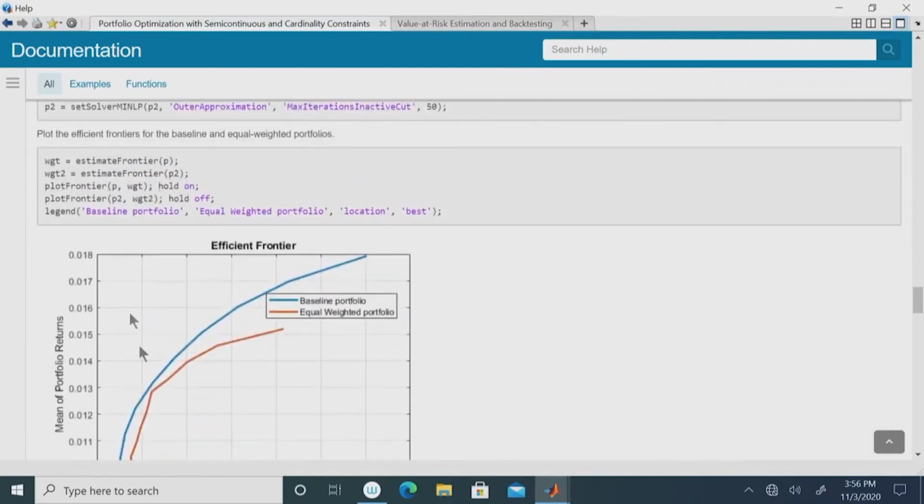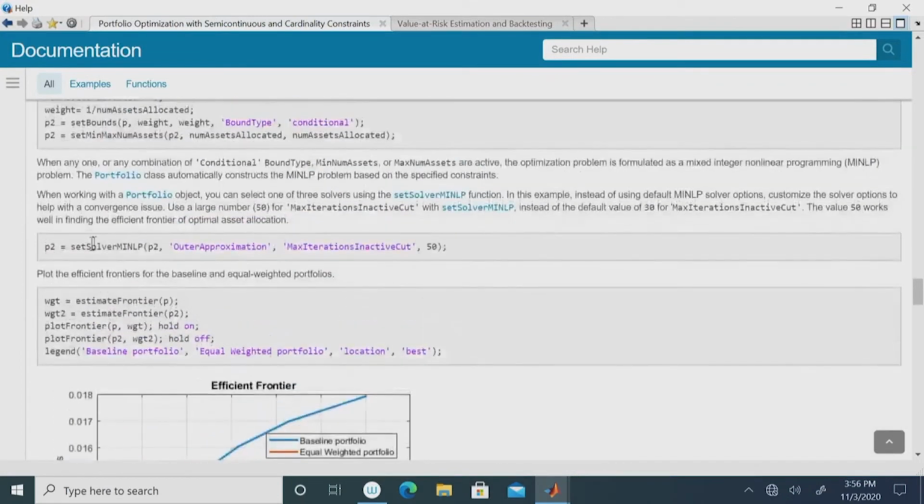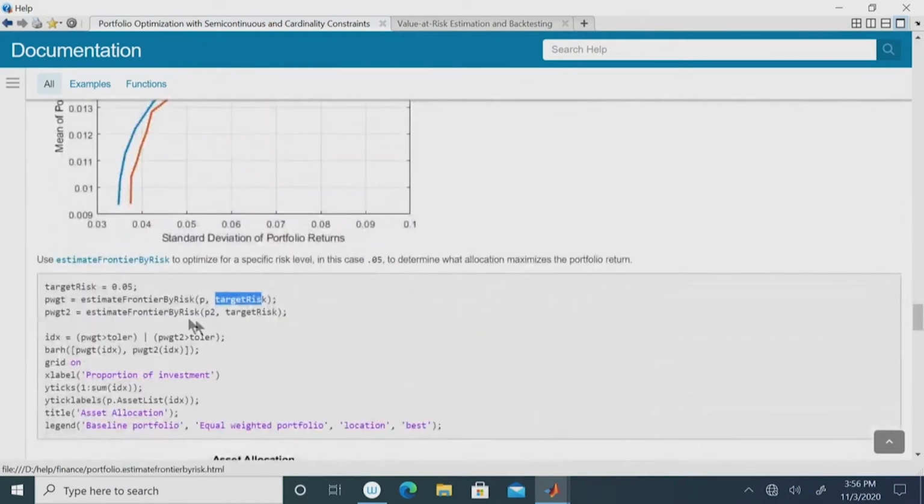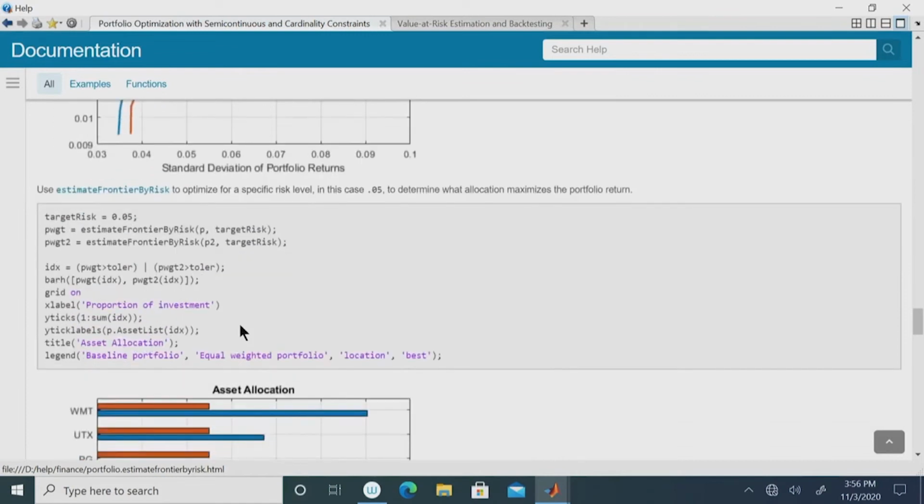And here, remember what is P 2. My P 2 is going to be the solver which makes use of the conditions that have been imposed on P. So again we now estimate the efficient frontier for both the baseline portfolio P and this equal-weighted portfolio P 2, both at the target risk that has been set, namely 0.05 or 5%.